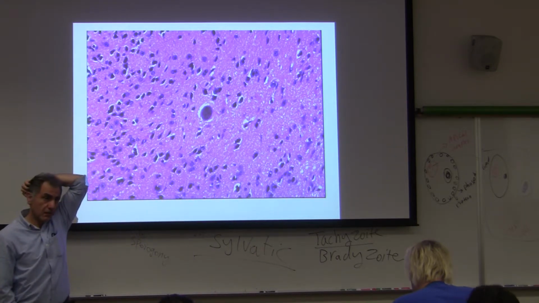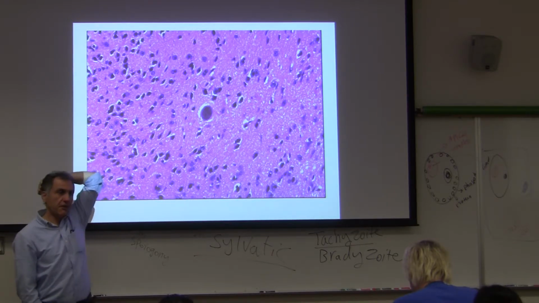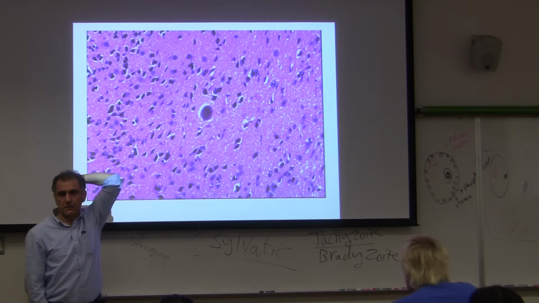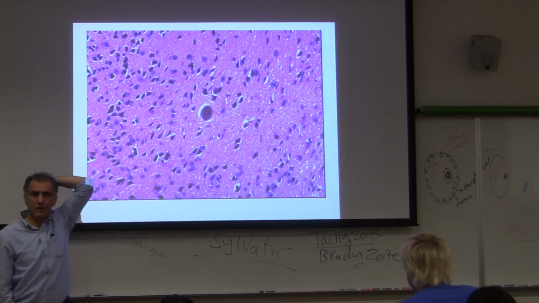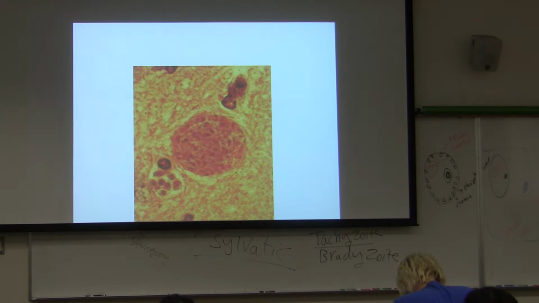And they are found in the muscle, they are found in the brain, they are found all over the body. Okay? Does it make sense? And here is another bradyzoite cyst. And this is again, I think it's a brain.